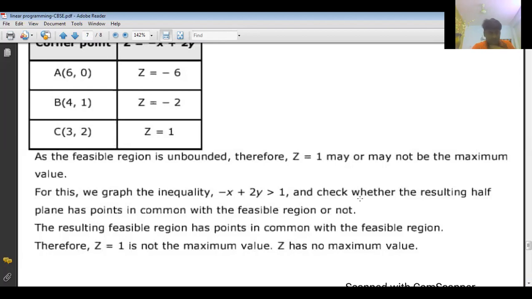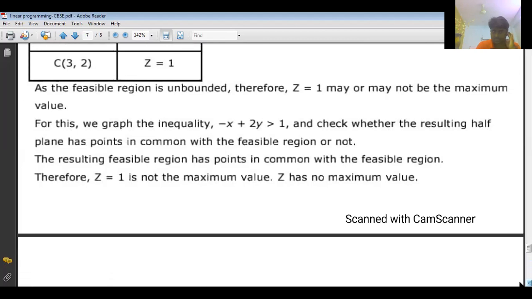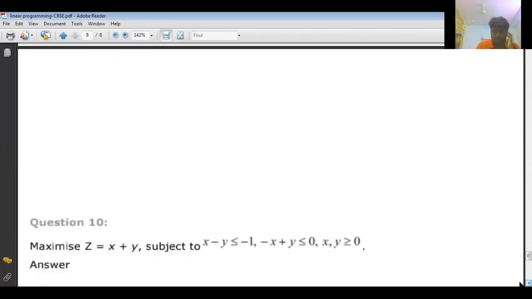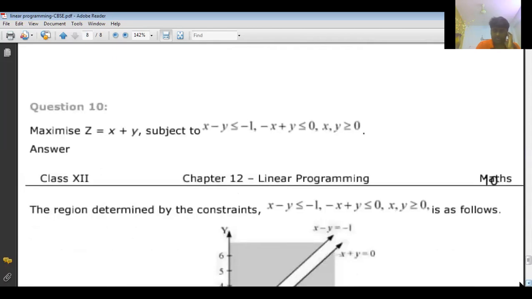not. If they have no points in common with the feasible region, then we can take that value as the resultant value. But here these points are common with the feasible region. So z equals 1 is not the maximum value of z. So z has no maximum value, we can write. Clear? This example is very important, where the graph is unbounded and it does not have any solution.